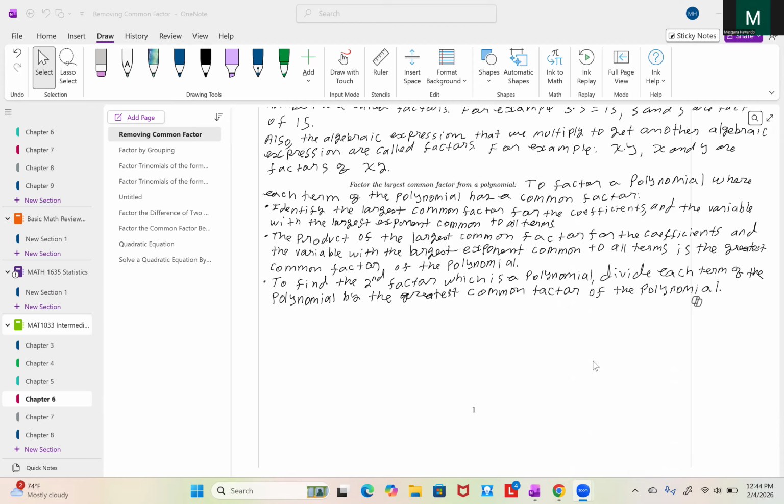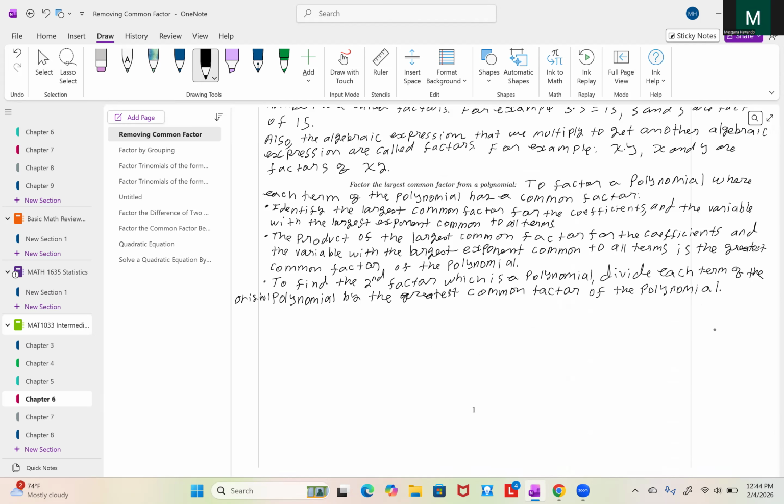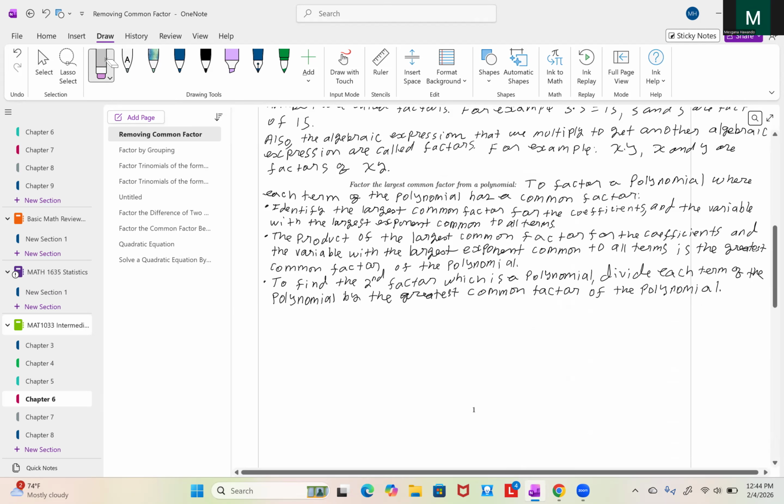To find the second factor, which is a polynomial, divide each term of the polynomial by the greatest common factor of the polynomial. Divide each term of the original polynomial by the greatest common factor of the polynomial. We don't know the second polynomial yet. We're working to get the second polynomial.